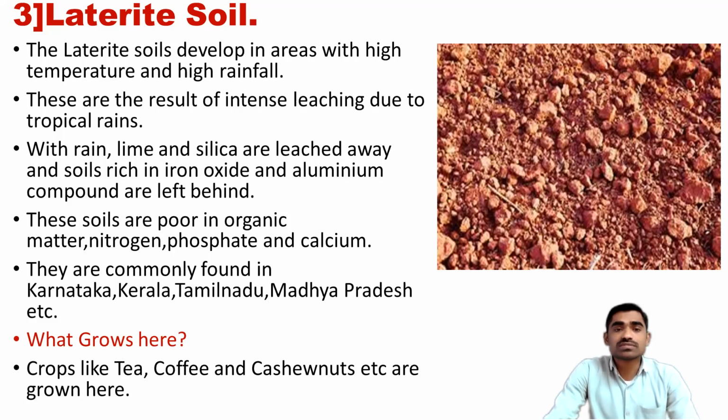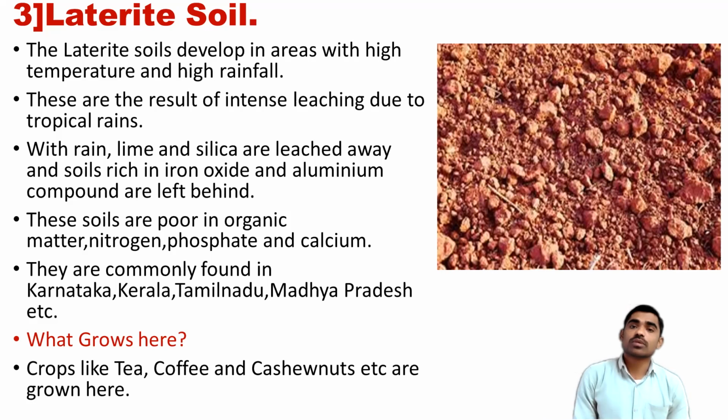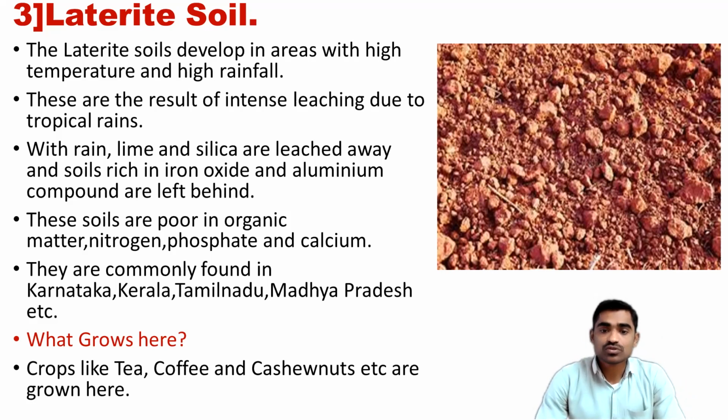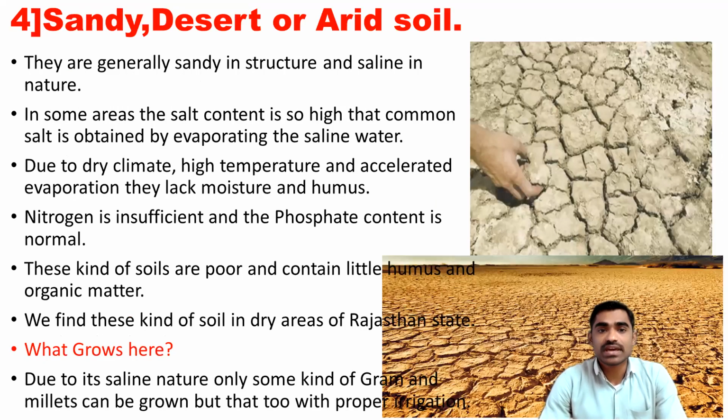Now, what grows properly in this laterite soil? Crops like tea, coffee, and cashew nuts. These are some of the crops which grow very well in the laterite soil. So let's move to the next type of soil. It is the sandy desert or arid soil.